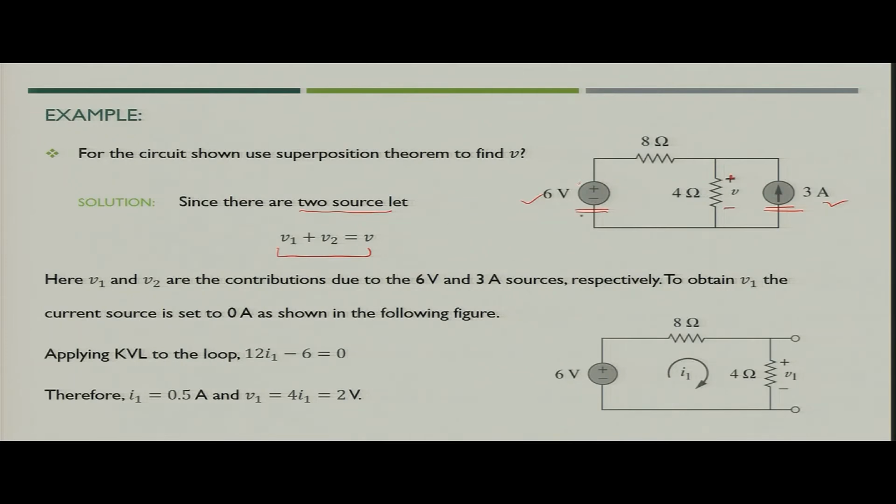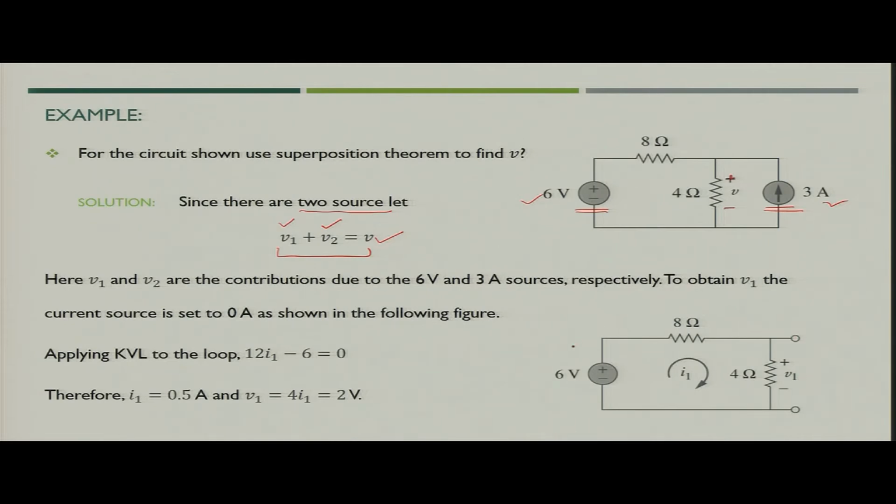Suppose when you take the voltage source first and analyze the circuit, you get the voltage across the 4 ohm resistor as V1, and when you apply the current source in the circuit, you get the voltage across the resistor as V2. Since it is a linear circuit, the final voltage across the resistor would be V1 plus V2. So, let us take one source at a time. Suppose you take the voltage source first, then what will you do? You will make the current source an open circuit.